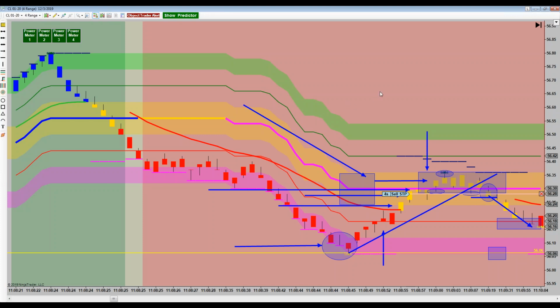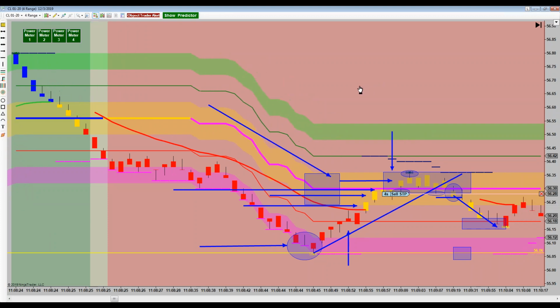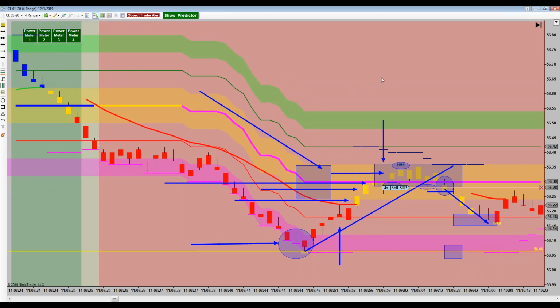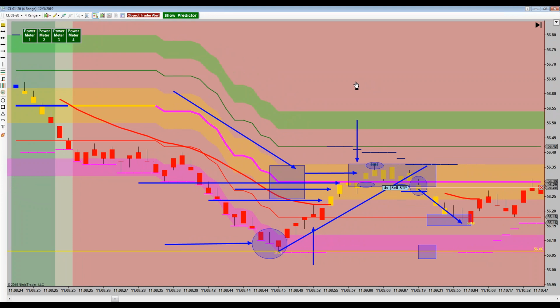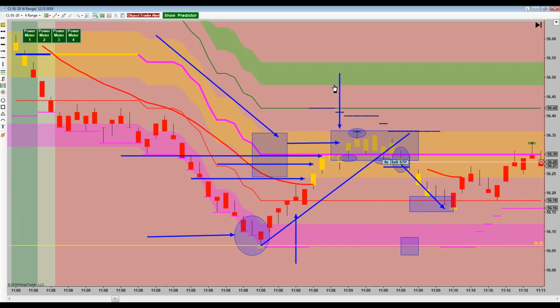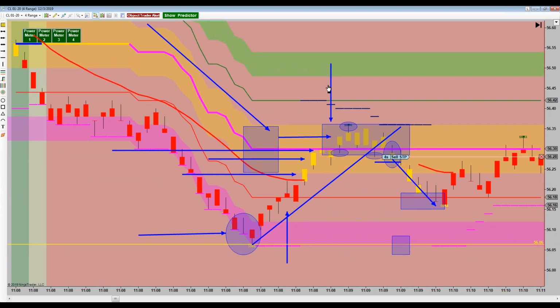Now, watch this. What starts to happen here? It's bouncing off of line 2. Uh-oh. Wick the midband again.